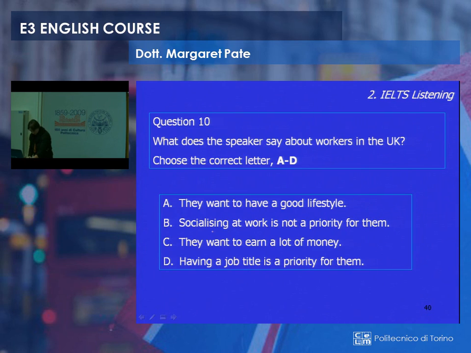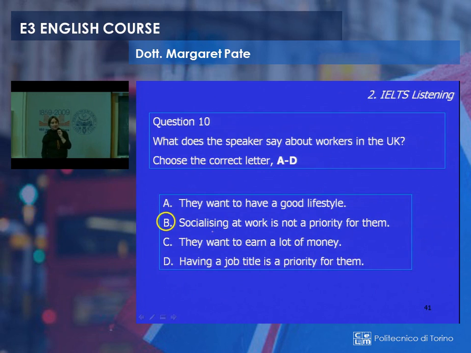These results indicate clear differences between countries, but I think they shouldn't be taken too seriously. Did you understand the last one? The answer is B. Socializing at work is not a priority in the UK.